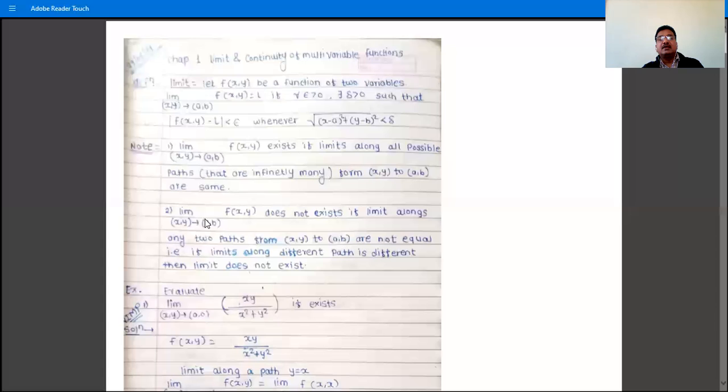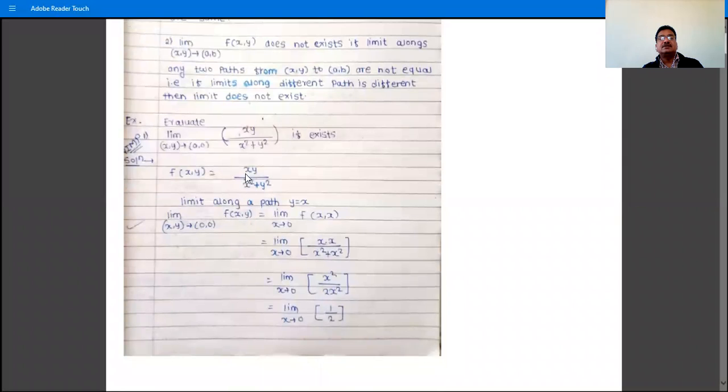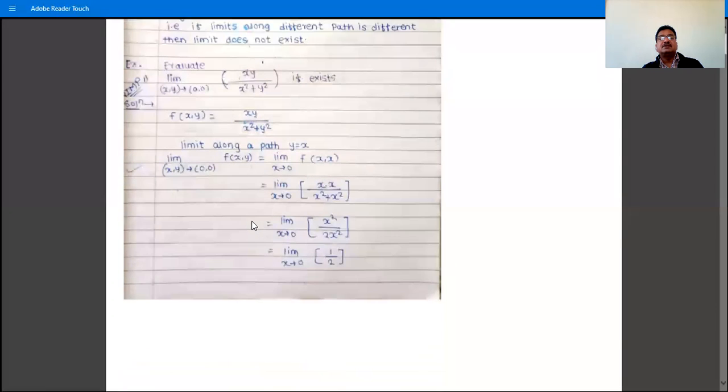What is the note? The limit of f(x,y) as (x,y) tends to (a,b) does not exist if the limit along different paths is different. Okay, this is the first example. This is the answer of the example given in two methods.